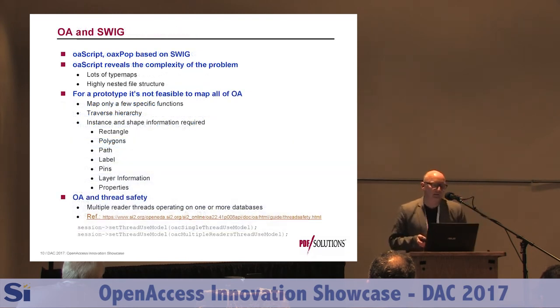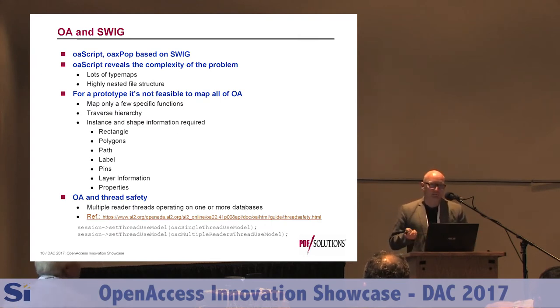Interestingly enough, SWIG is also used in OpenAccess, especially for OAScript and OAXPOP. If we look at OAScript, it reveals the complexity of using SWIG to map an entire library like OpenAccess to any of the scripting languages it was used for. There are lots of typemaps and a highly nested file structure. If you really want to understand how this is done, this is really painful, I have to tell you.